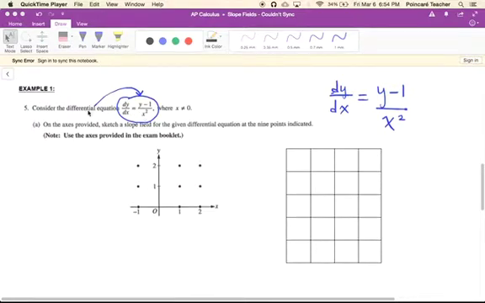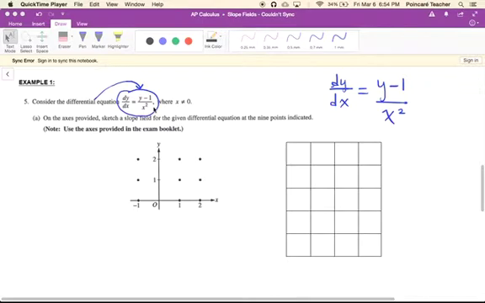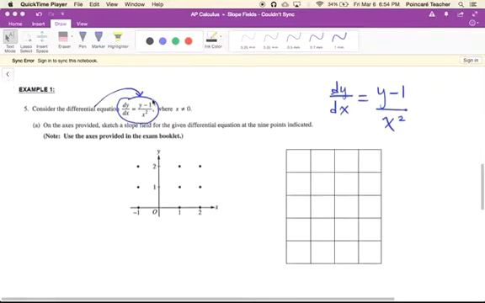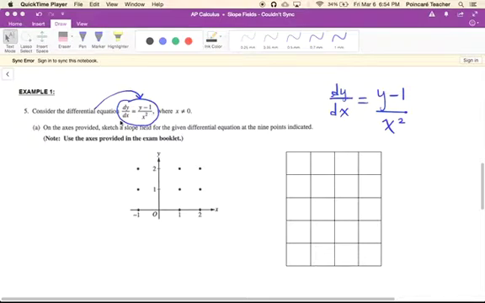So for example 1, the differential equation we have here is dy dx equals (y minus 1) over x squared. And we're going to use this differential equation to create the slope field that corresponds with this differential equation, which will give us a visual of what the solutions to this differential equation will look like.